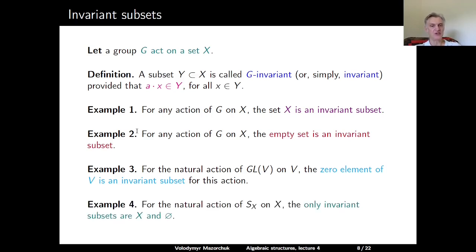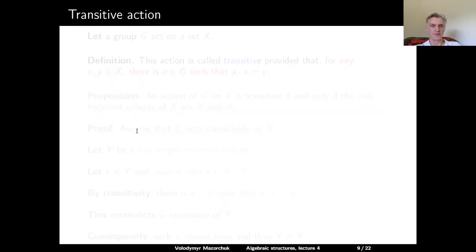Example 4, for the natural action of S_X on X, the only invariant subsets are the whole set X and the empty set. This is because if we have two elements in X, we can always find a bijection which transforms the first element to the second element. And because of the last example, let us define the notion of a transitive action.